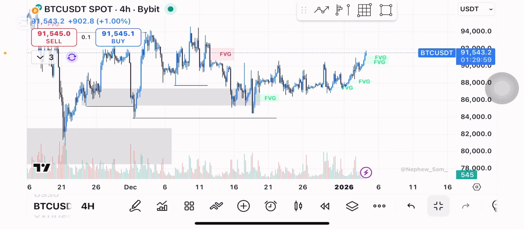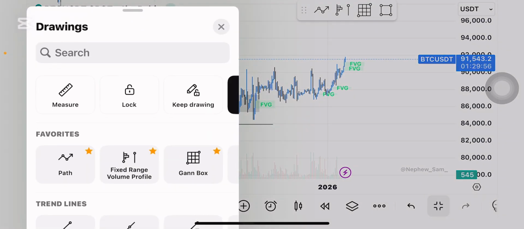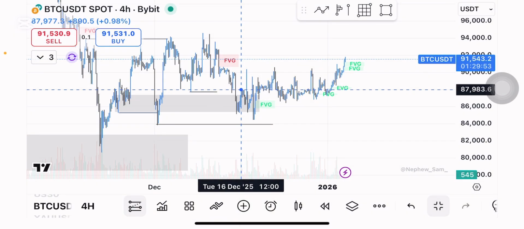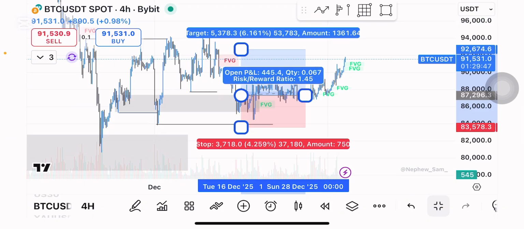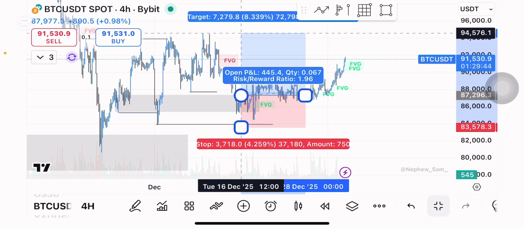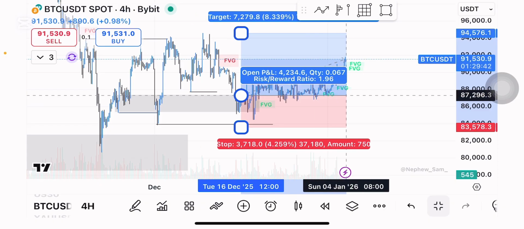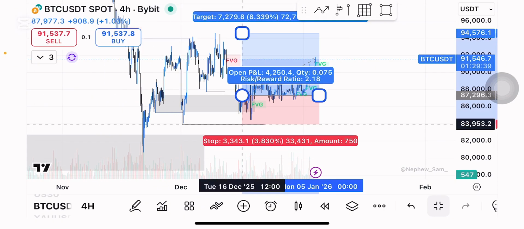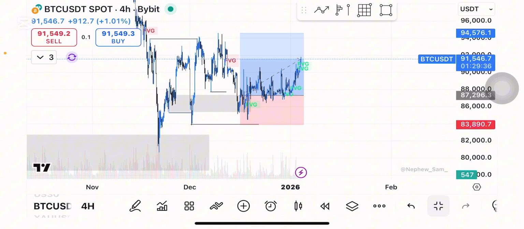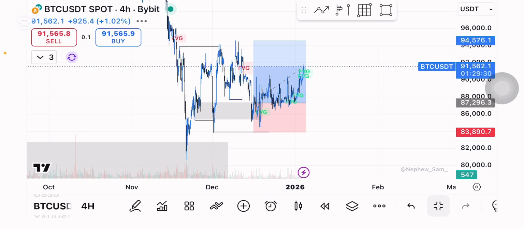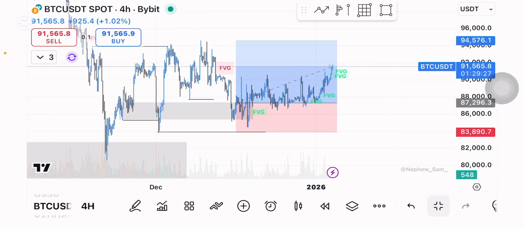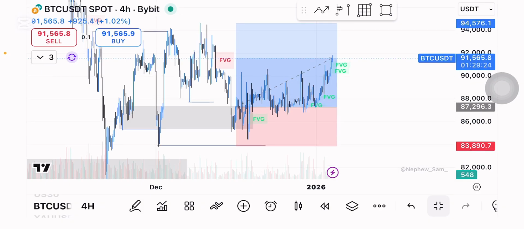So yeah, and placing the entry would be like this, 1:3, something like that. Targets here. So you can see that this is not even up to 1:2. Let's just say 1:2. But this is not something I will roll. This is little RR. Though price is in profit, for this kind of trade, if you risk $50, you're making $100. If you risk $100, you're making $200.